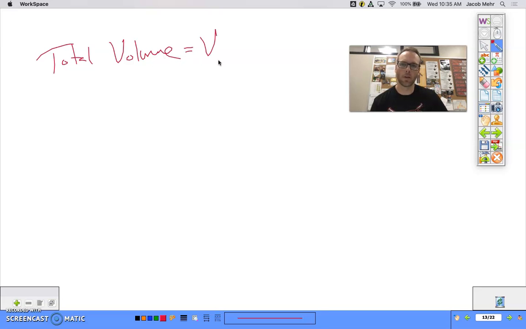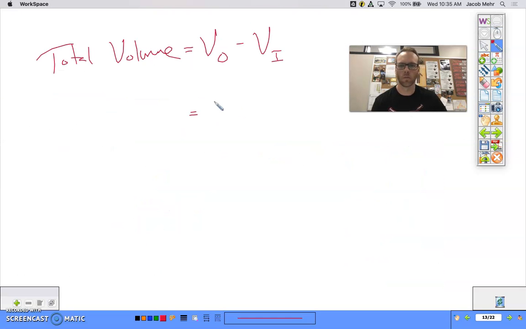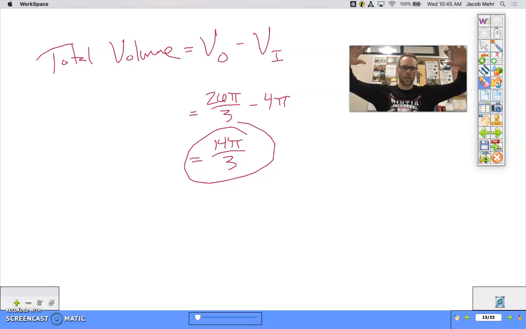So our total volume is going to be the volume of the outside minus the volume of the inside, which is 26 pi over 3 minus 4 pi. 4 pi would be 12 pi over 3, so that gives us 14 pi over 3. All right, so that's the first way to visualize it, right? Volume of the outside minus the volume of the inside.